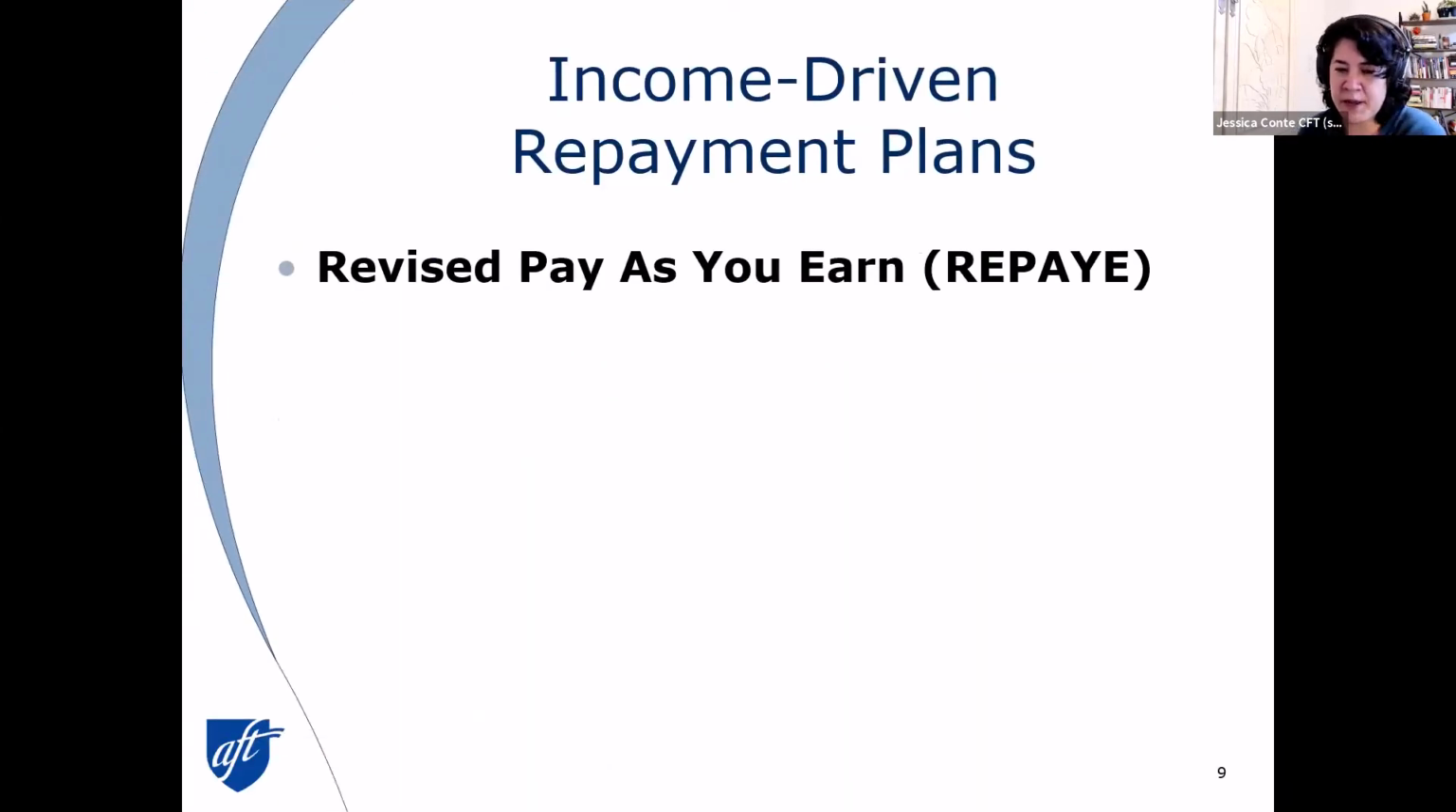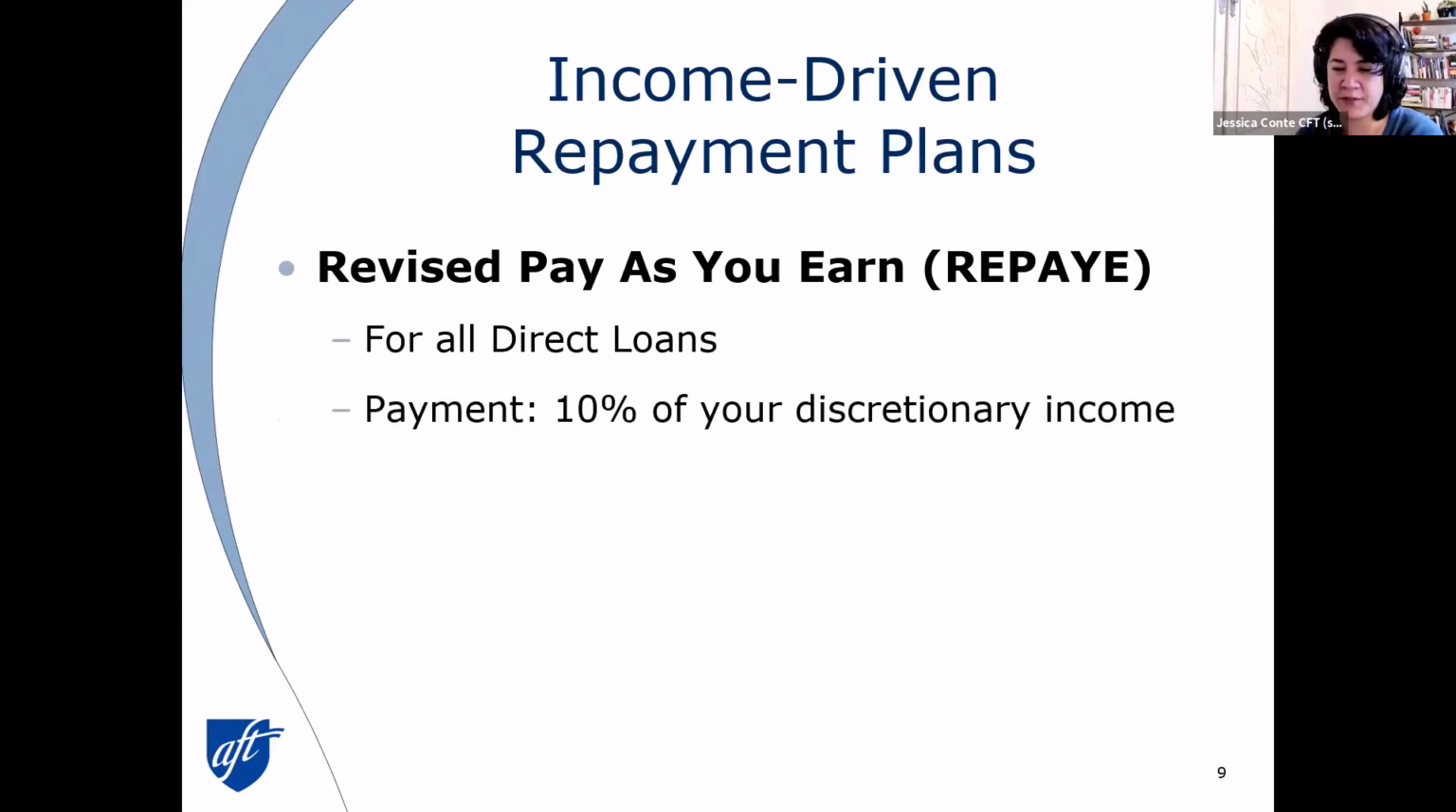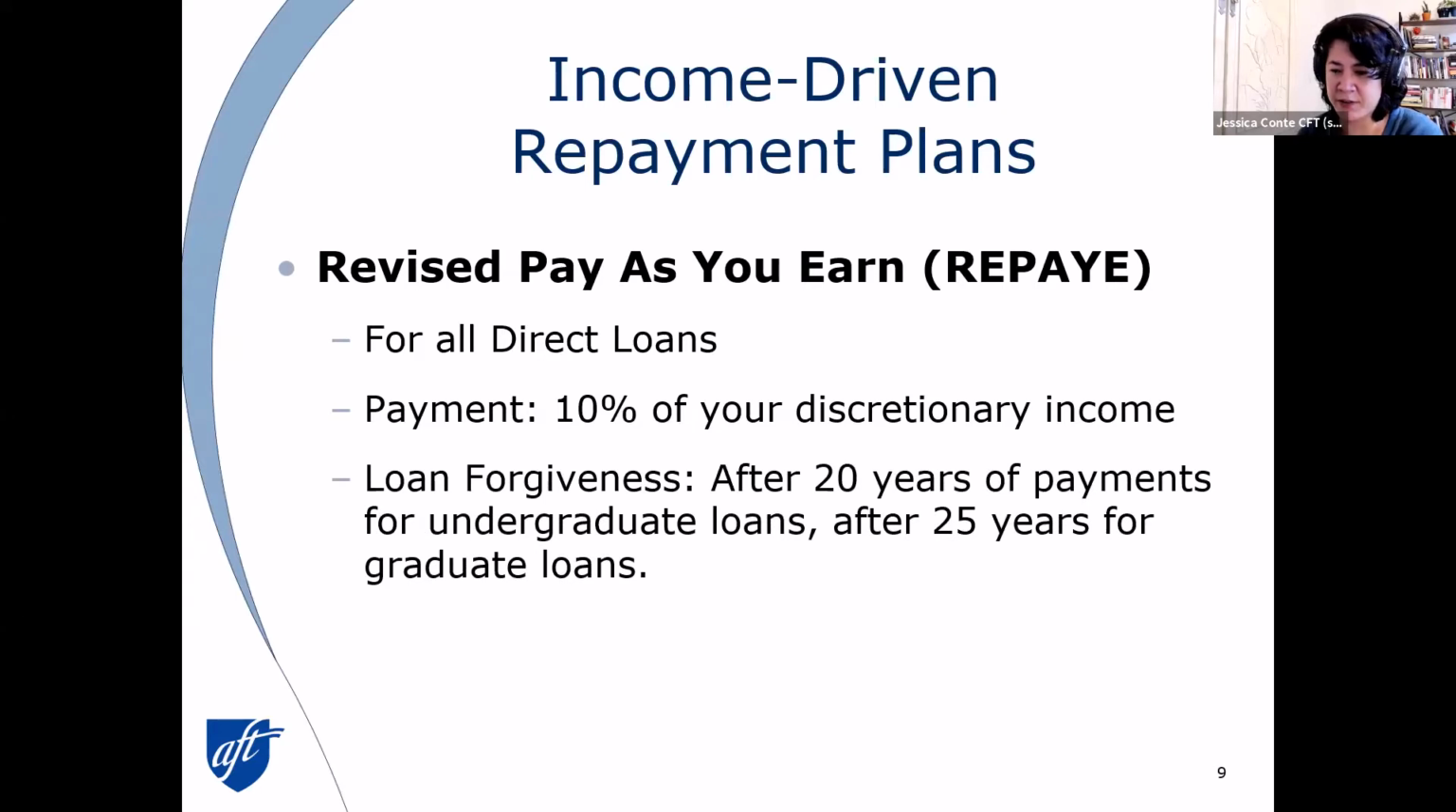Next, we have revised pay as you earn. This limits your monthly student loan payment to 10% of your household's discretionary income. There is no cap to the monthly payments as in pay as you earn. And so as your adjusted gross income rises, your payments will rise as well. You're only eligible for this repayment plan if you have a direct loan. Loan cancellation happens after 20 years if you have only undergraduate loans, and after 25 years, even if you took out $1 for graduate school. So if you have any graduate loans, that's a cancellation after 25 years.